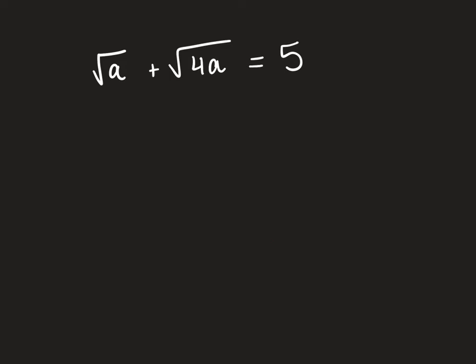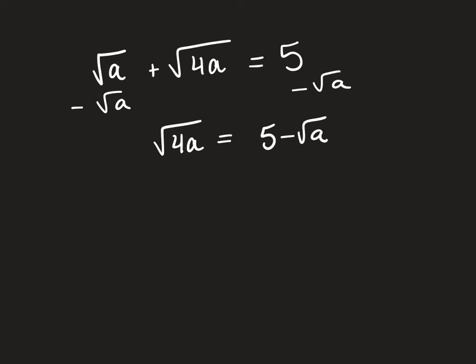And we're going to isolate that first one, so we're going to subtract the square root of a over. So then that gives you the square root of 4a is equal to 5 minus the square root of a. All right, so then we're going to go ahead and square both sides.